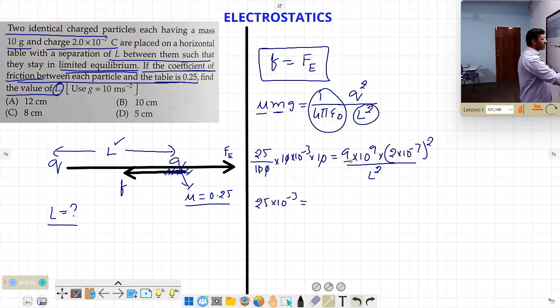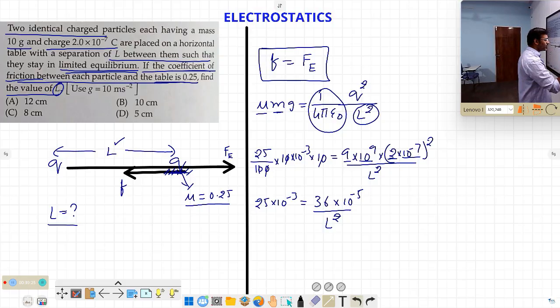this is 9, and this is 2 square. 2 square means 4. 9 into 4 is 36 into 10 power 9. This is 10 power minus 14 because minus 7 whole square is minus 14. Minus 14 plus 9 is equal to 10 power minus 5 you will get. So 36 by 10 power minus 5 into L square you get.